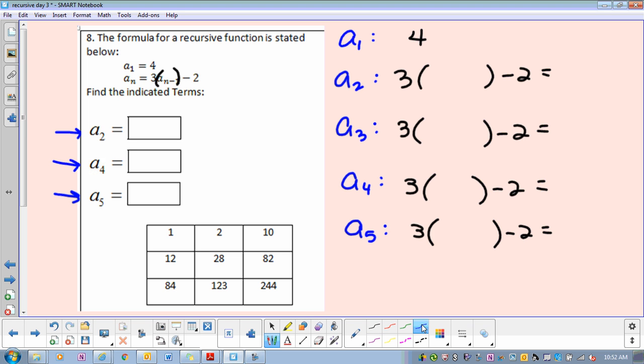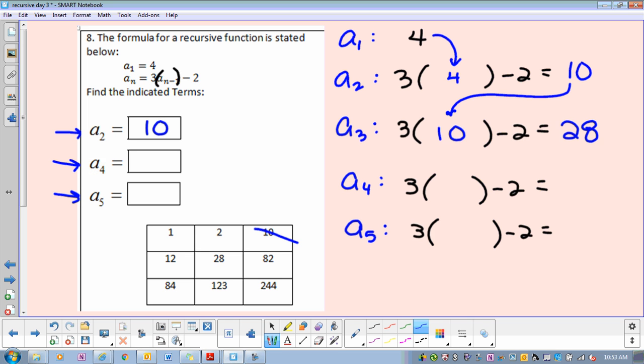Now let's plug in. 3 times 4 minus the 2. What'd you get, Kevin, for a sub 2? What'd you get for the second number in line? 10. So that's what we wanted. We wanted a sub 2, so that's 10. Good. Right? And then if I plug in the next one, 3 times 10 minus 2? 28. Do we need to put a sub 3 into one of our answer choices?